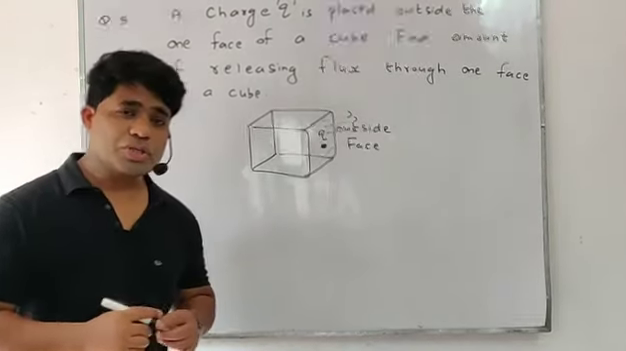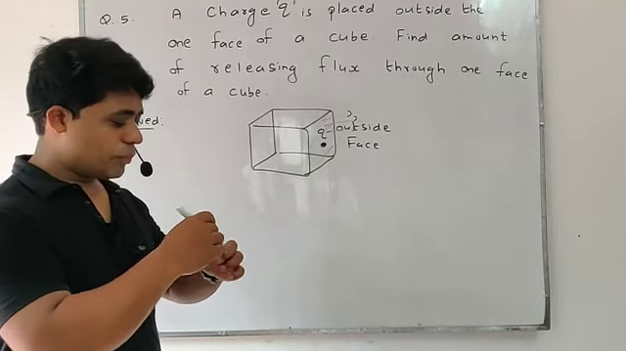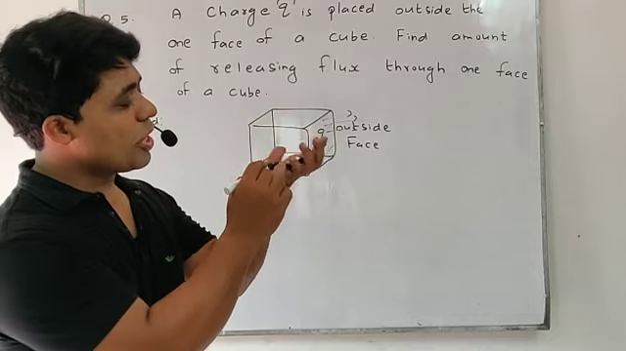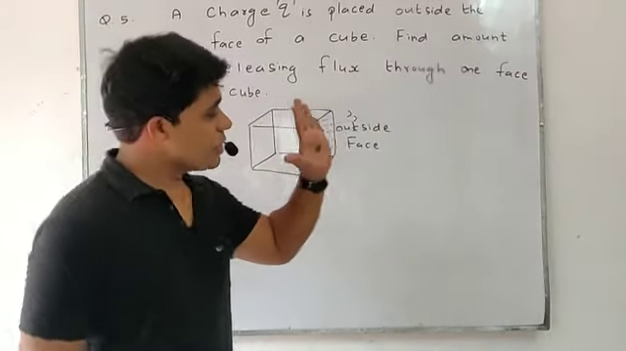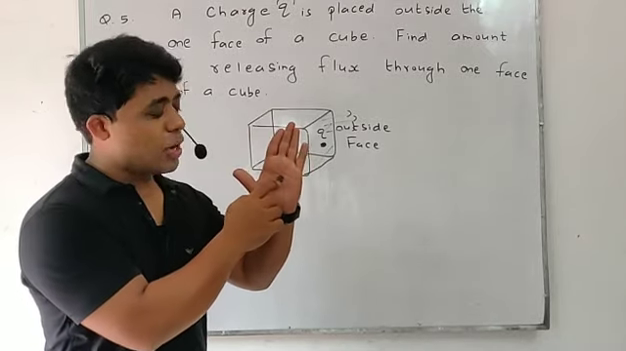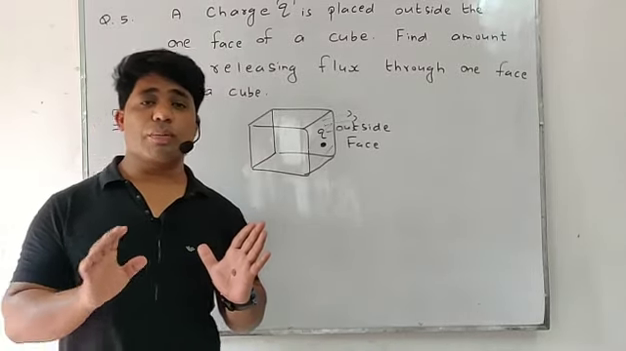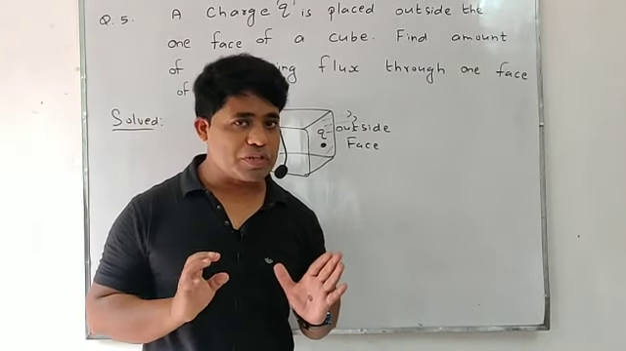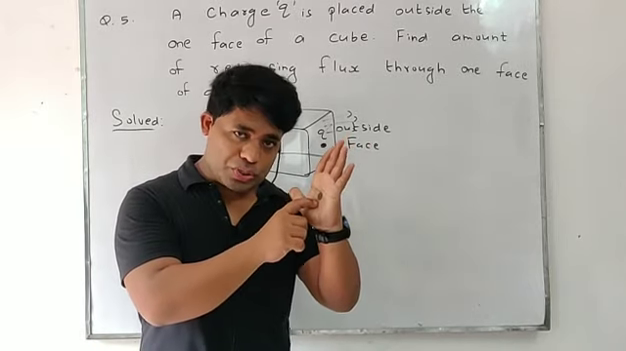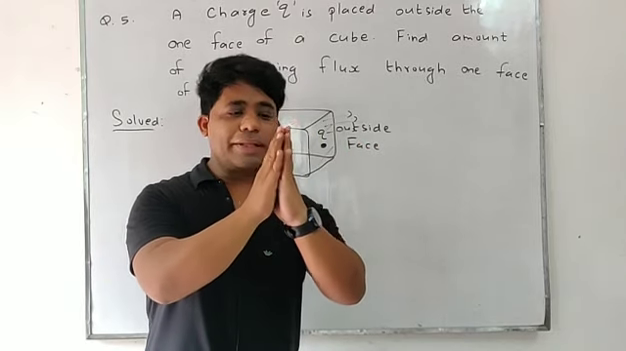Students, when the charge is placed outside, I'm giving an example. Suppose this circle is the charge, placed outside the face. Suppose this is Q and this is the outside face. The charge is open, so we cannot apply Gauss theorem. Gauss theorem is only applicable when the charge is enclosed inside a closed surface. So in order to close this, we have to assume a Gaussian surface. Suppose that is another cube, we'll put it like this.